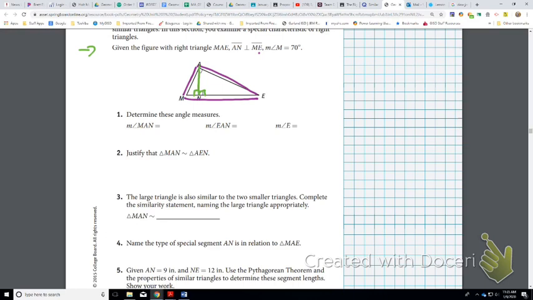Now, remember this is the right triangle altitude theorem. So side, or segment, AN is the altitude. If you're a pilot, what does altitude mean to you? It is the height. So the altitude is the height of your big triangle.